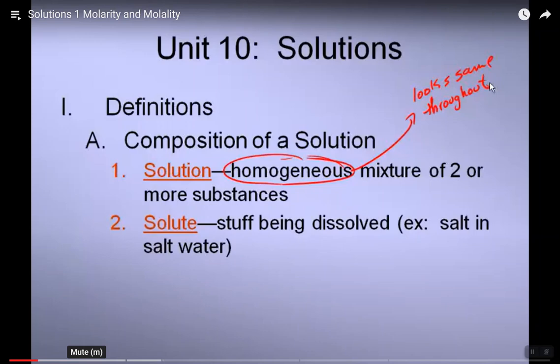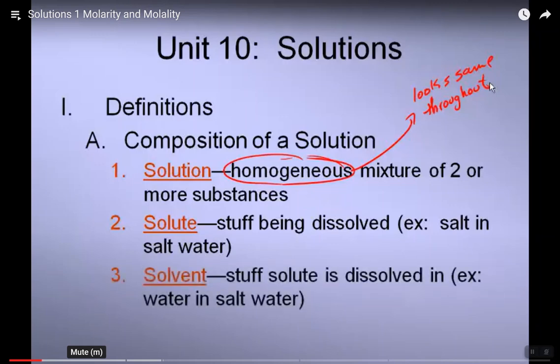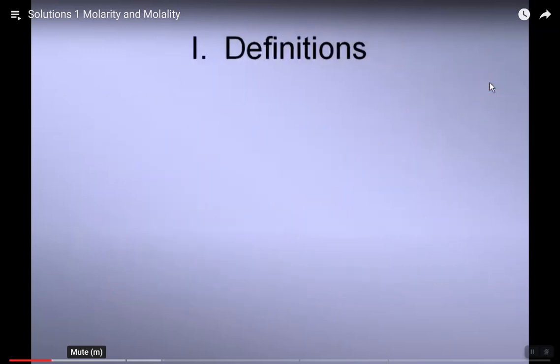So, for example, let's say I'm going to make a saltwater solution. The salt is being dissolved in the water, so the salt would be considered my solute. My solvent is the stuff doing the dissolving. So it's whatever the solute is being put into. Again, in my saltwater solution, the water is dissolving the salt, so the water is my solvent. We're going to use water a lot. Water is what is called the universal solvent. So we're going to see water pop up in almost every single example that we do.